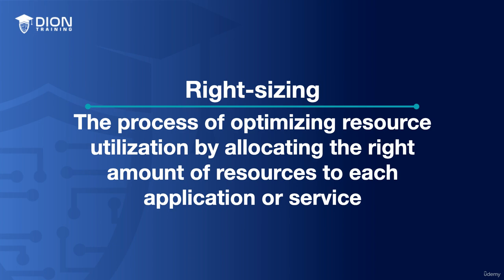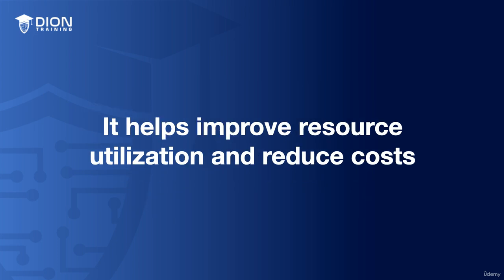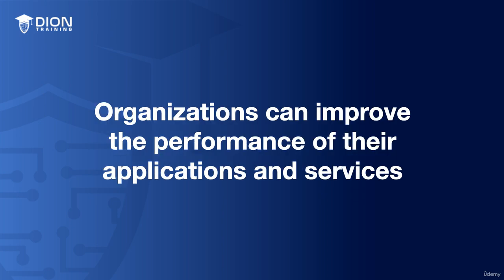Another important technique is called right-sizing. It means finding the perfect balance in the resource allocation for each application or service. This is done by analyzing how much of each resource is being used and adjusting it accordingly. There are several benefits to right-sizing. Firstly, it helps improve resource efficiency and lowers cloud computing costs by allocating only the necessary amount of resources. Secondly, it enhances the performance of applications and services by optimizing their resource utilization.